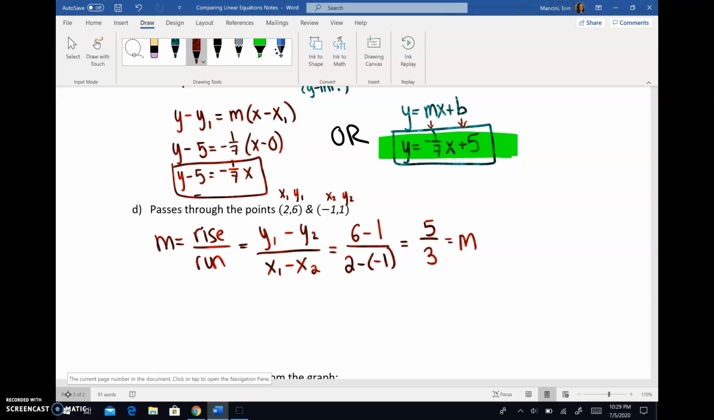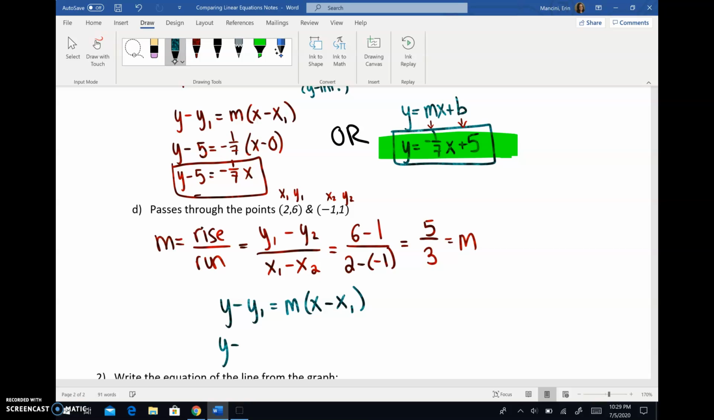From there, you have a slope and 2 different points. If you have a point and a slope, you can use point-slope form to write the equation of your line. The nice thing is both of these points are on the line, so it does not matter which point you plug in. I could do y minus y1, since I called it y1, which is 6, and then my slope is 5/3, and you would do x minus your x-coordinate, which is 2, and you're done. You could also plug in negative 1 for x1 and 1 for y1. They're equivalent. It does not matter which point you pick.